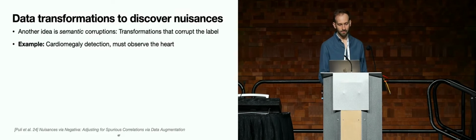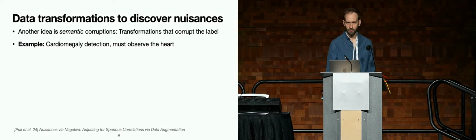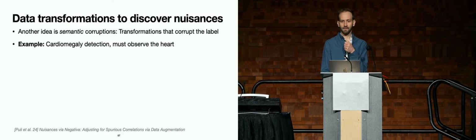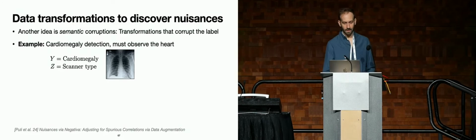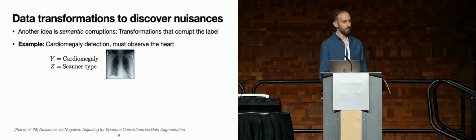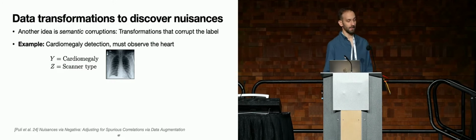As an example, if we have this cardiomegaly detection problem with chest X-rays, we want to detect cardiomegaly from chest X-rays. What we know, as professionals know, is that in order to detect this, the machine or a doctor must observe the heart. And here we have an example where the label is cardiomegaly, and let's say that the nuisance or the spurious feature is the scanner type that is taking this X-ray image.